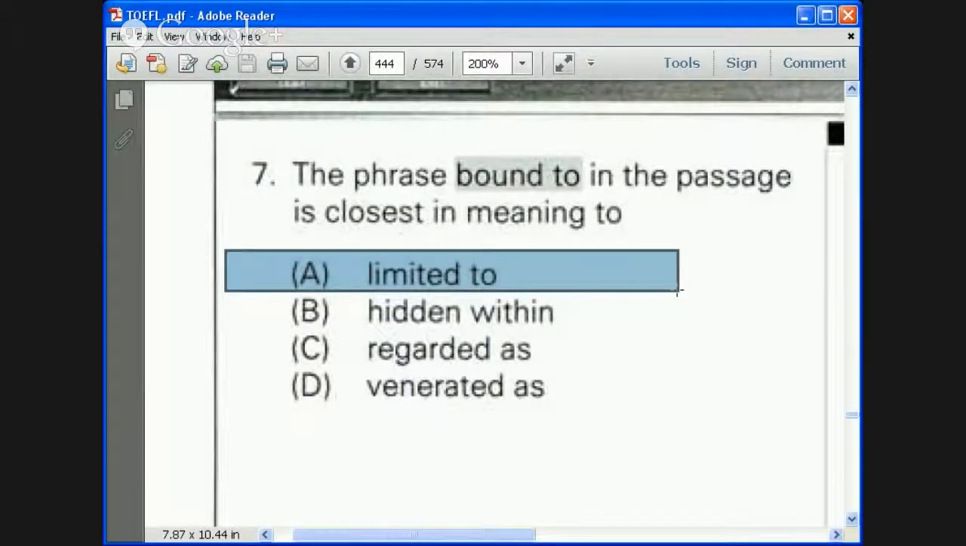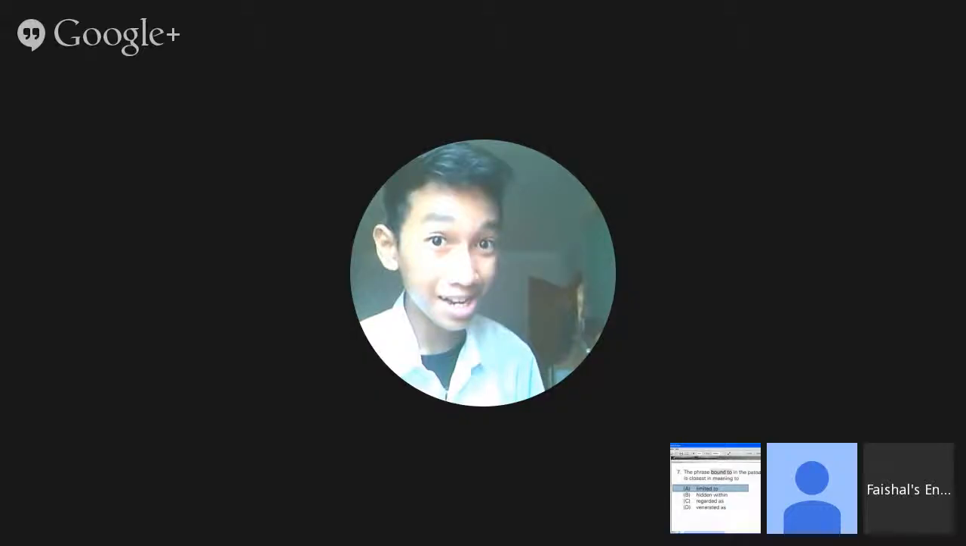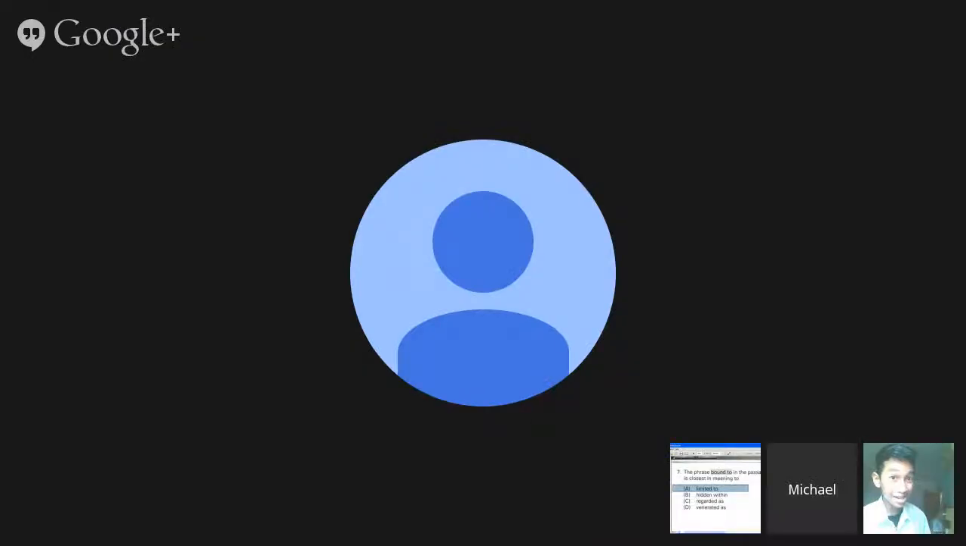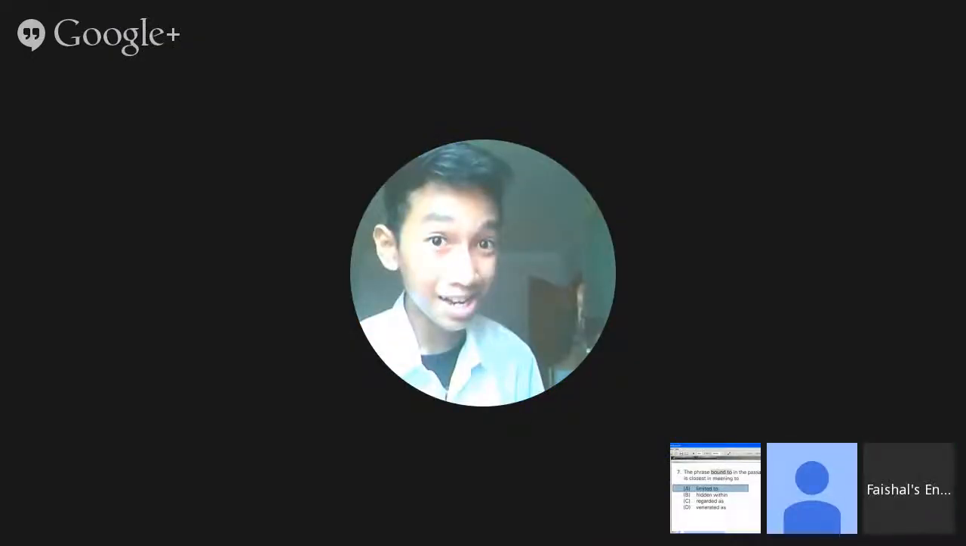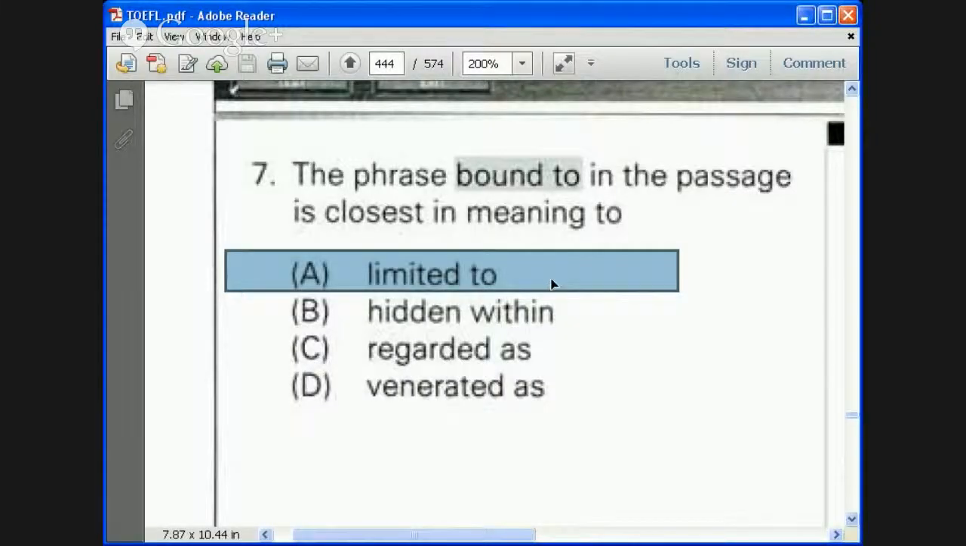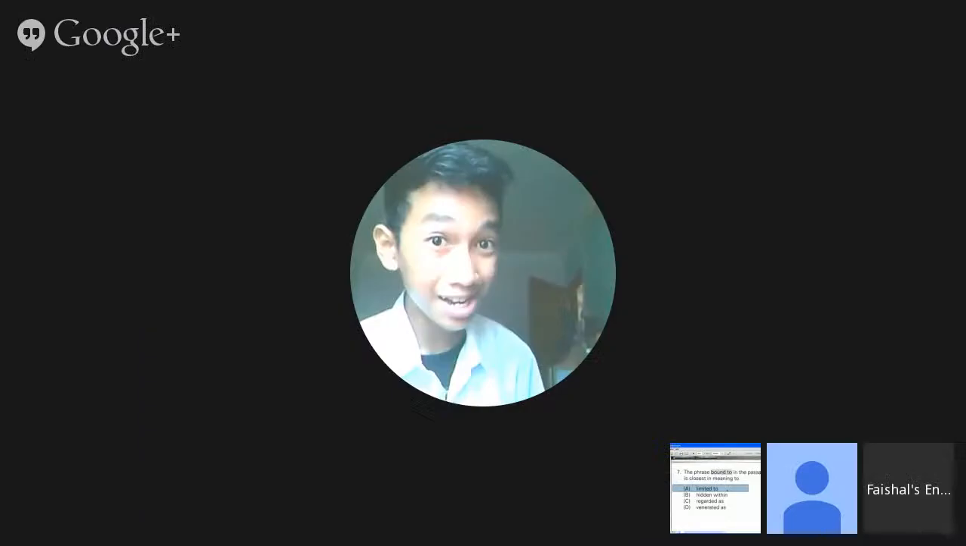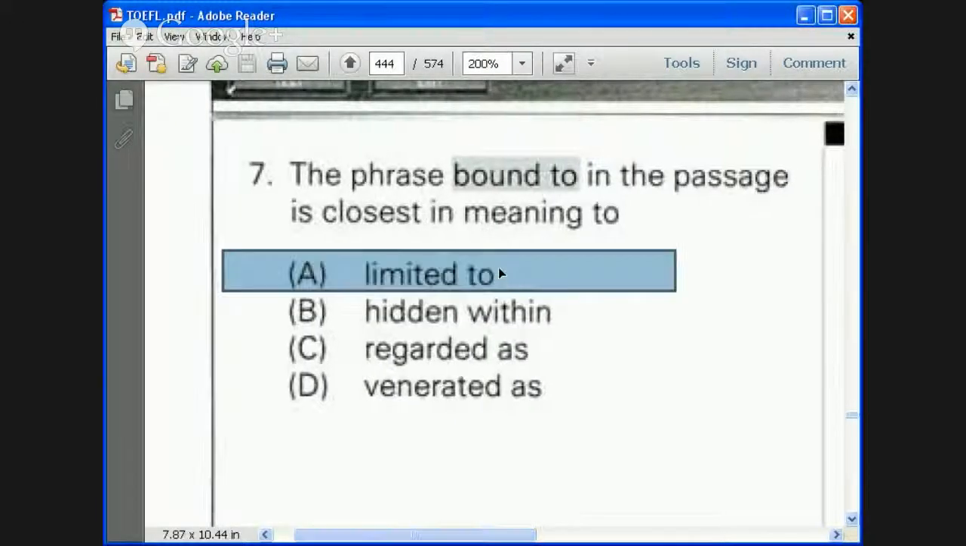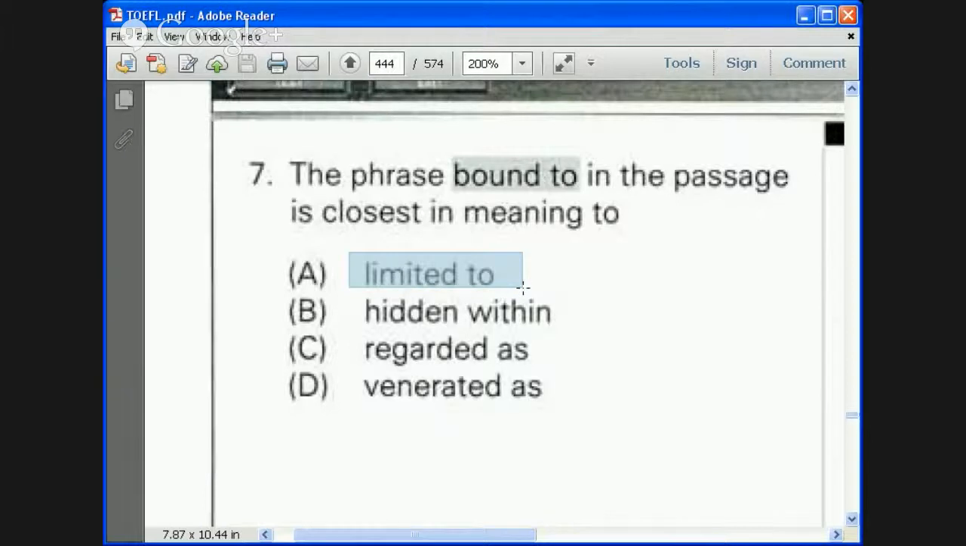Okay. Nice logical process. Faisal, what do you think? I think it will be hidden within. Really? I have to tell you that Michael is correct. Because the sentence then goes on, if you're limited to something, that means you're bound by something. You have boundaries. If you're limited to the one tree, they're saying that it is not limited to that one tree, but the spirit is within the entire forest.